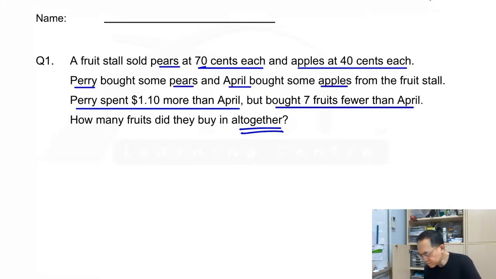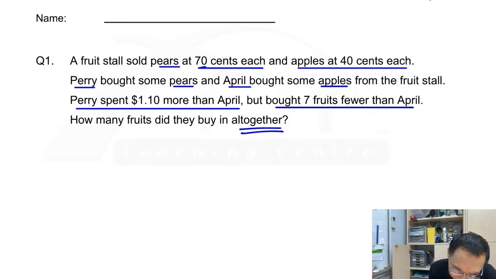Now my next question to you would be, if they had bought the same number of apples and pears, compared to this situation when April bought more apples than Perry bought pears, would the difference look bigger or smaller? Perry spent $1.10 more than April, right? I'm asking you, would this number look bigger or smaller, the difference in the amount spent if they bought the same number of apples and pears? Very good. Okay, so I'm going to draw a model now.